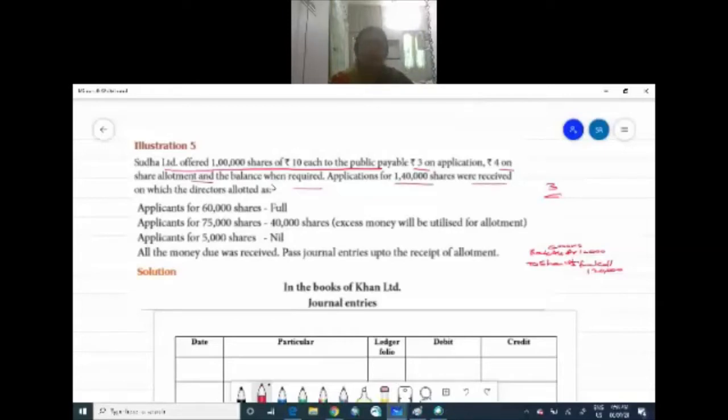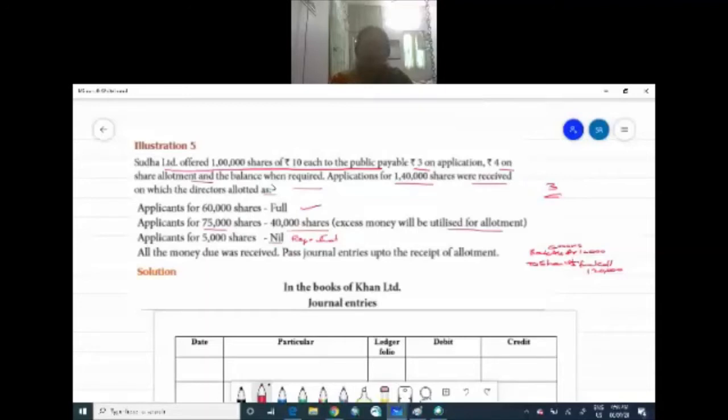And how are the directors going to allot? Now see what they say. For applicants of 60,000 shares, all the shares are going to be issued. And those who have applied for 75,000 shares, only 40,000 shares are going to be issued. Excess money is going to be utilized for allotment. And the applicants of 5,000 shares were rejected. So both the adjustments are going to be there in this problem.